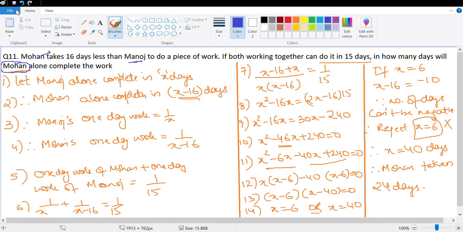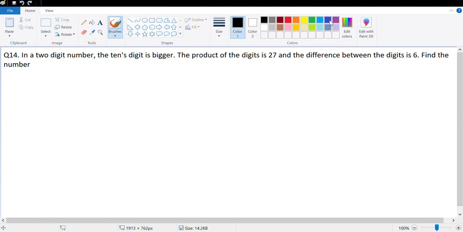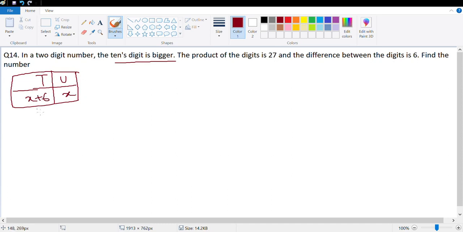Whichever way you solve it, we took x as Manoj. Okay, let's look at the next one. The next one we are doing is question number 14. Question number 14 says, in a two-digit number, the tens digit is bigger. So this is tens digit, this is units digit, the tens digit is bigger. The product of the digits is 27 and the difference between the digits is 6. So if this is x, this is x plus 6. So as per the question, x times (x plus 6) is equal to 27.